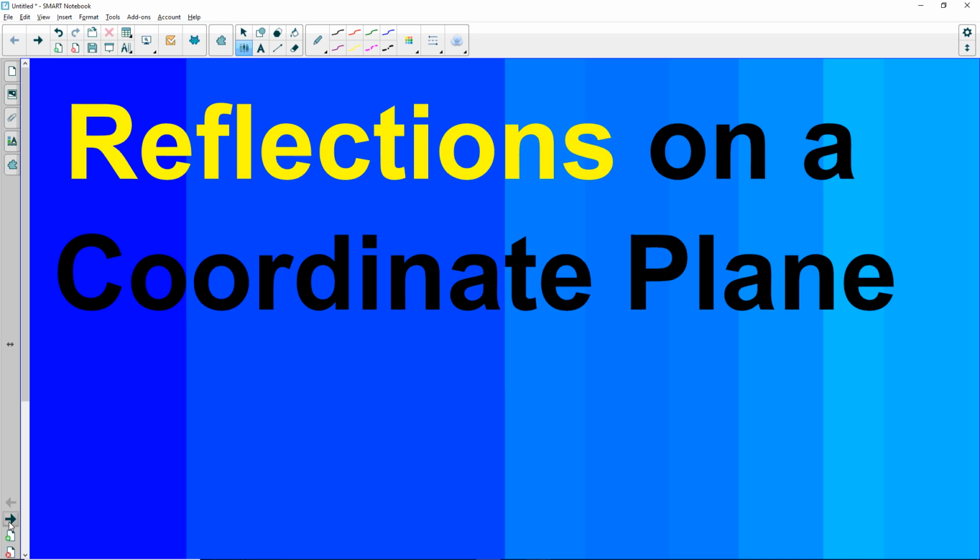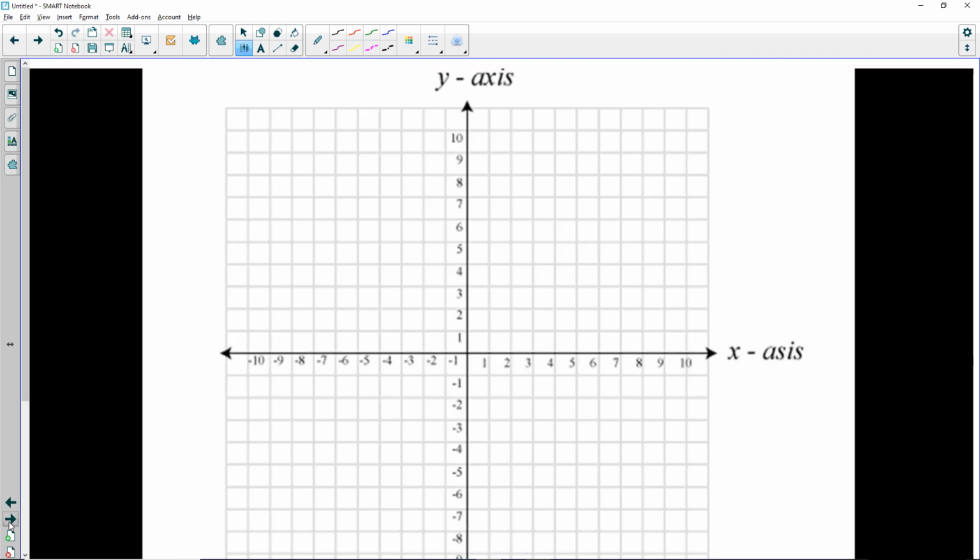So today we're talking about reflections on a coordinate plane. Just to remind you of the Cartesian plane, and you notice I'm using Cartesian coordinate, they're interchangeable, okay? The plane has two axes. We have the y-axis, which is vertical. The top of the y-axis is positive, and the bottom is negative. We have our x-axis, which is horizontal. The right of the x-axis is positive, and the left is negative.